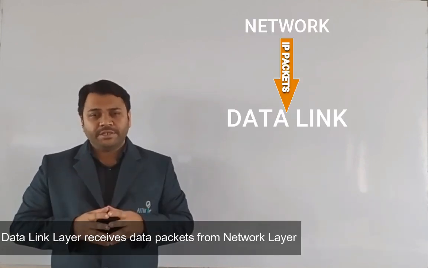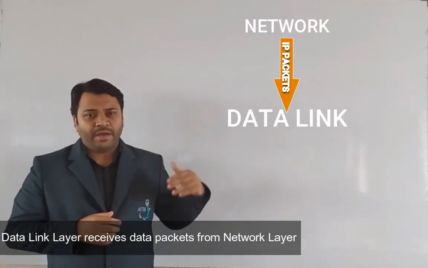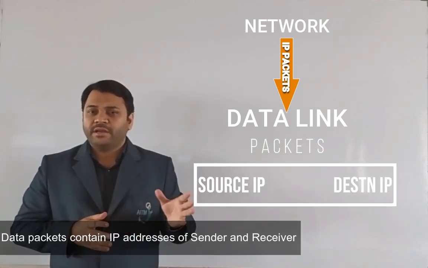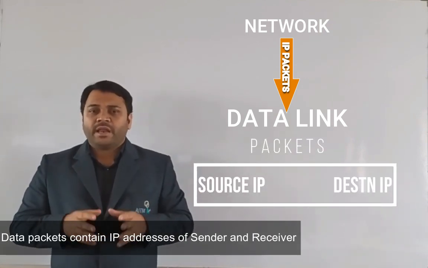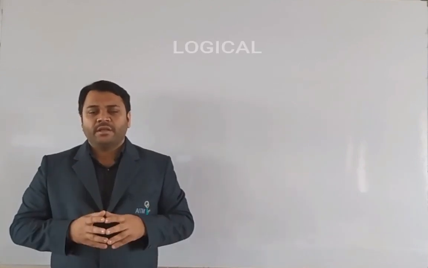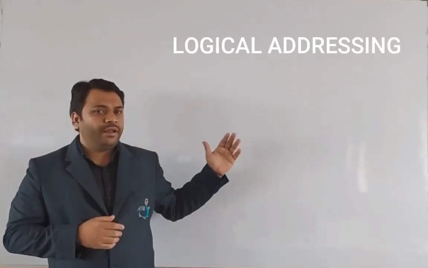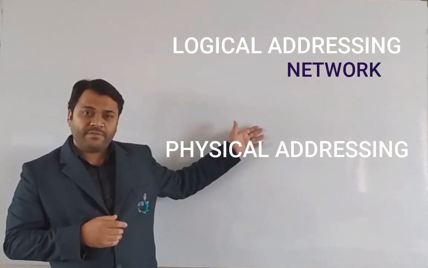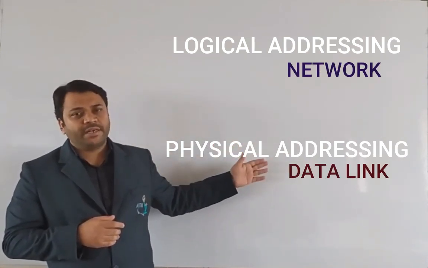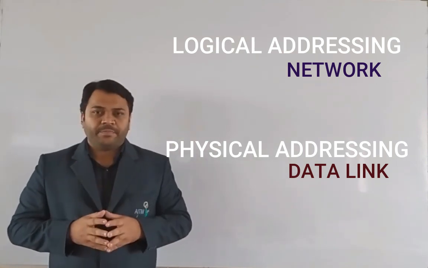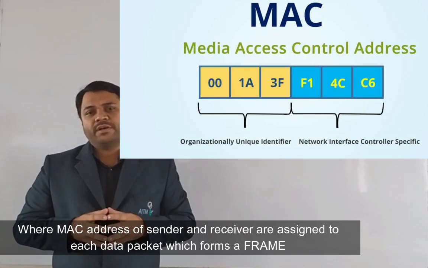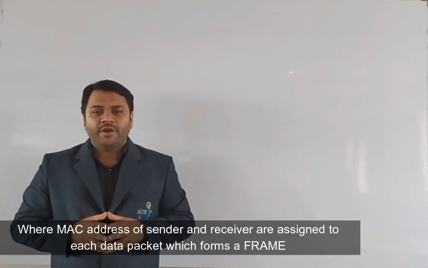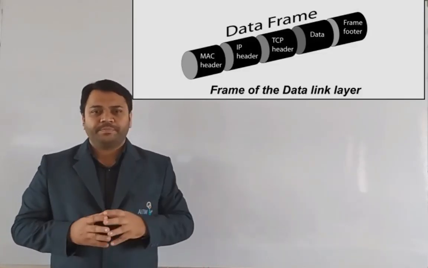The data link layer receives the data packet from the network layer, containing the IP addresses of the sender and receiver. There are two kinds of addressing: logical addressing and physical addressing. Logical addressing is done at the network layer. Physical addressing is done at the data link layer, where the MAC addresses of the sender and receiver are assigned to each data packet, which forms a frame.